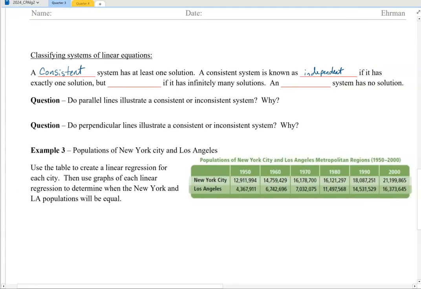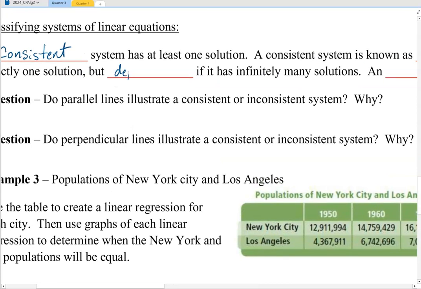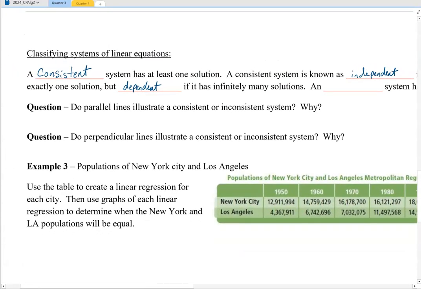We would say that a consistent system is known as an independent consistent system if it has exactly one solution, but dependent if it has infinitely many solutions. So if you're wondering about how that could happen, think about the graphs that occur with linear equations. We have these straight lines. If we have straight lines and they cross one another, they only cross at one point. Those 2 lines will only cross one another and they only have one solution. This picture would represent an independent consistent system.